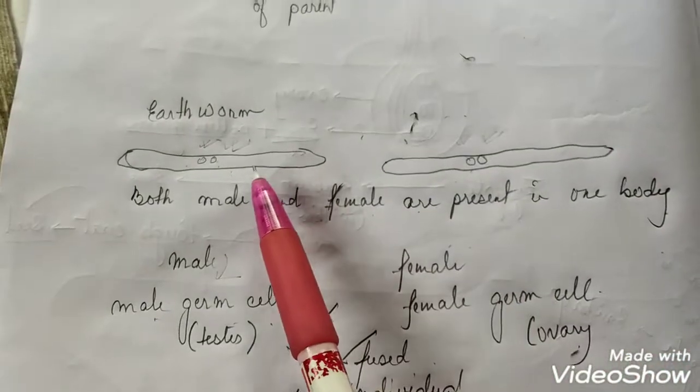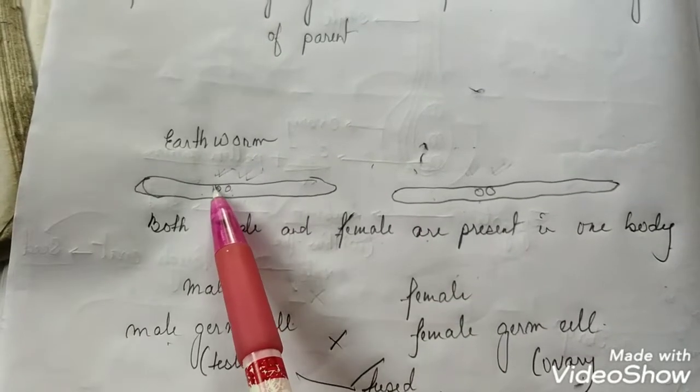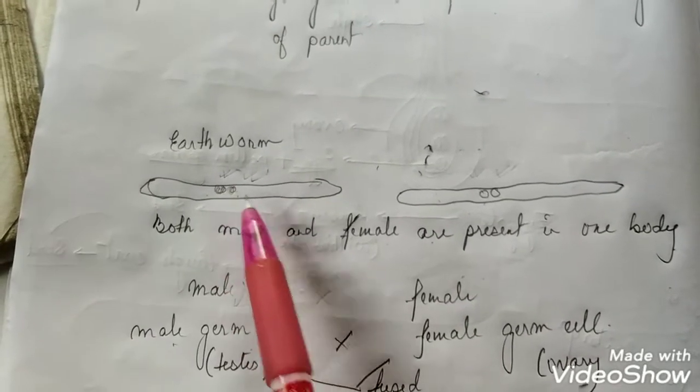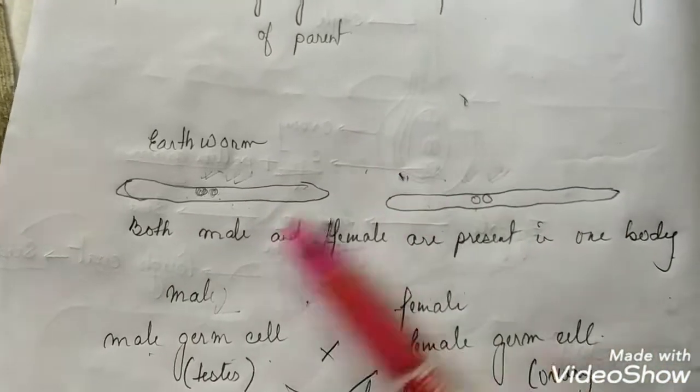Here you see in the diagram, these are the two earthworms. In this earthworm also, both the male and the female are present.